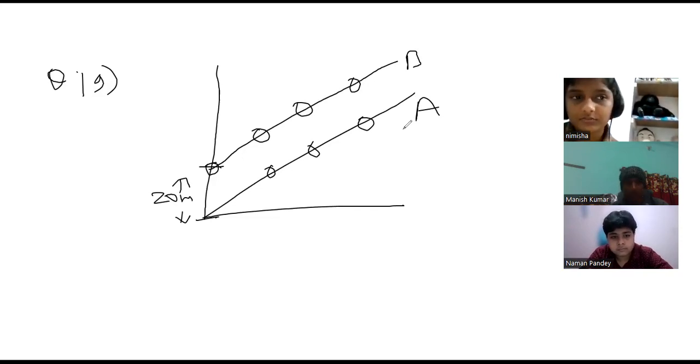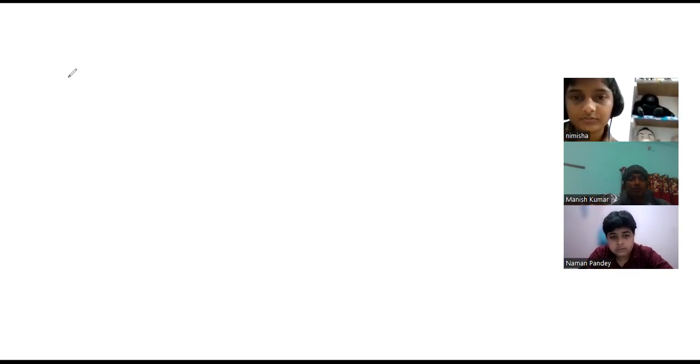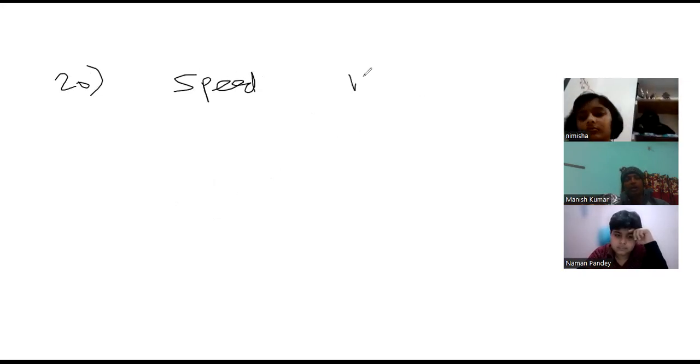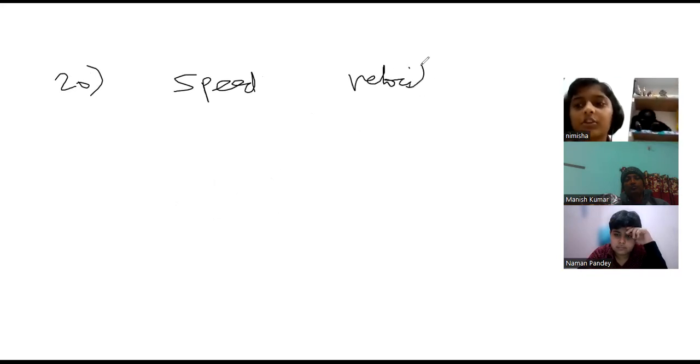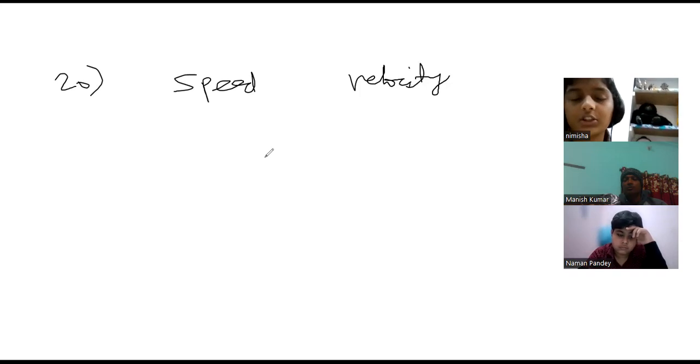Now the next question is question number 20. Magnitude of average speed of an object is equal to its average velocity if it is moving in a definite direction. Do you know the difference between the average speed or speed and velocity? What is the difference between speed and velocity? Nimisha, are you aware? Sir, I have not studied velocity. Oh, means you don't know, na?